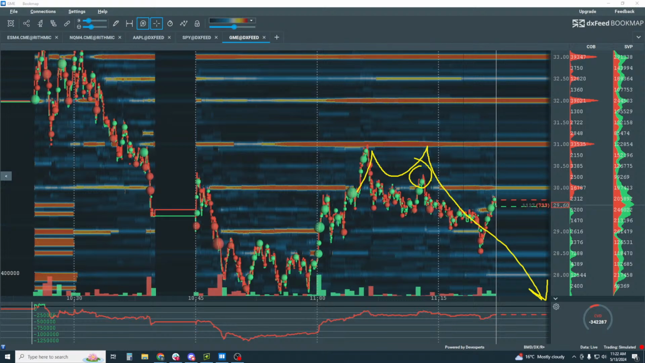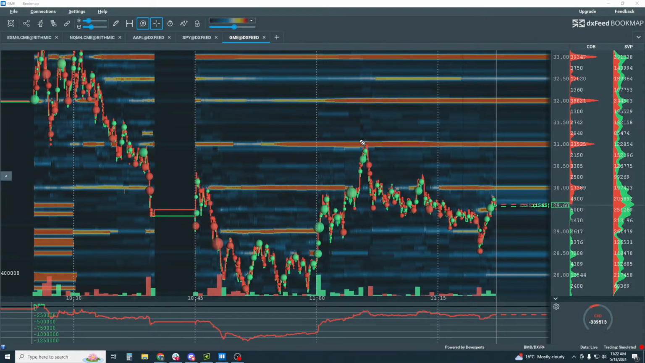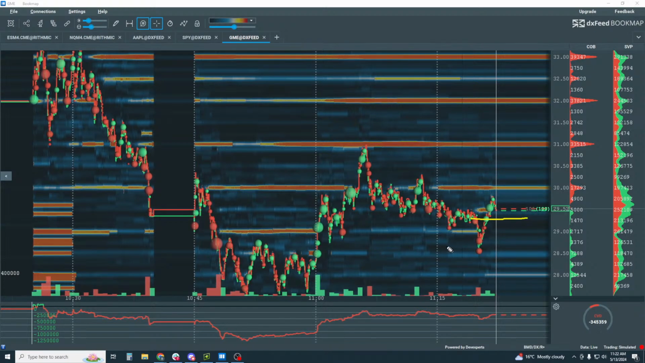So that's kind of what I'm looking for here in GameStop. All right, but we'll see. We need to see sellers get below this area right here. Okay, on size.